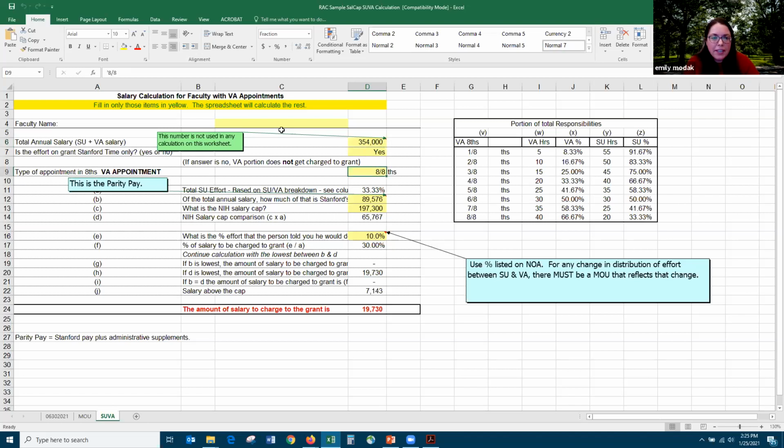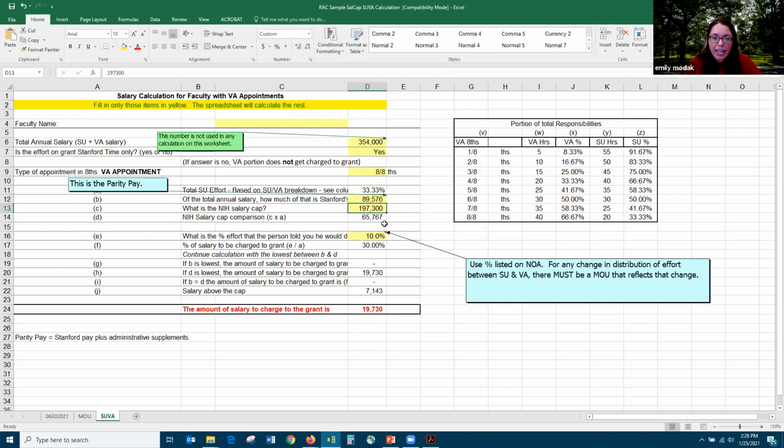So what you do is you put in the number of eighths. When you type this in, you can see how it automatically updates. So if I'm putting in 8/8, then there's my 33% time. That's the Stanford effort, 33%, just like we see over here in the chart. Here's where you put the parity pay. This is the Stanford portion of the pay, and it's base plus variable plus administrative supplement.